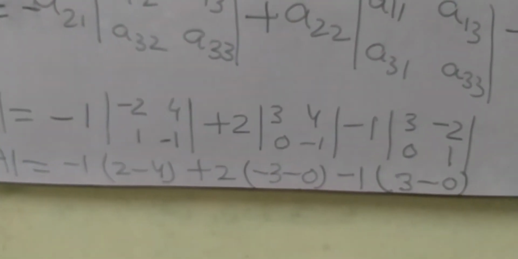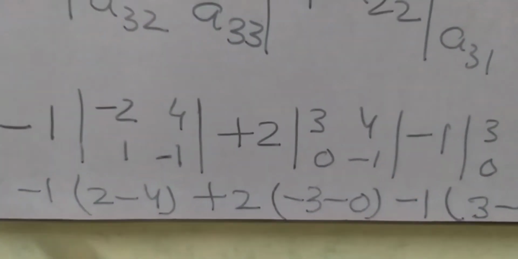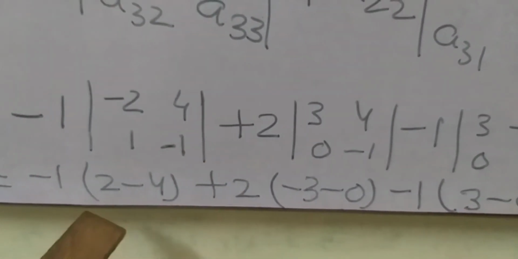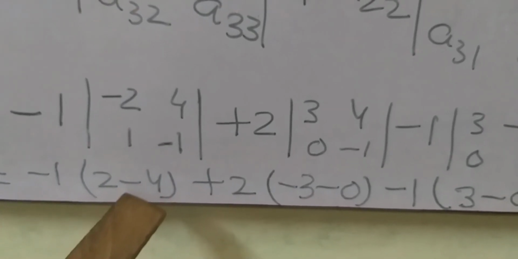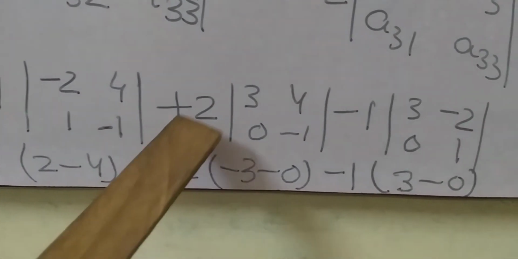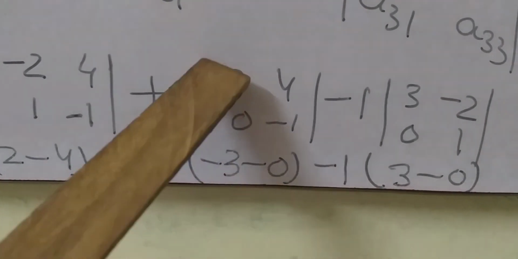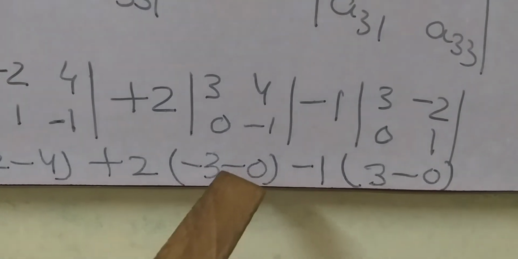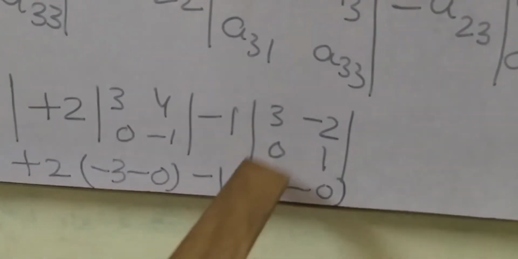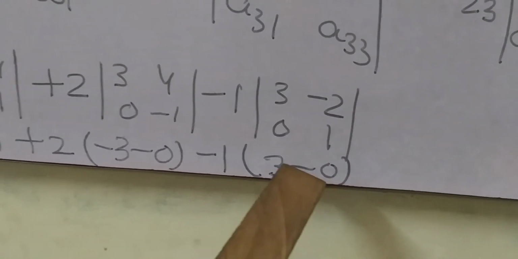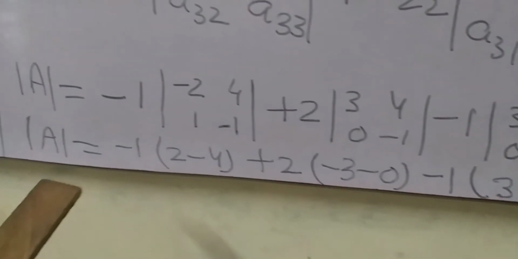And in the same way, let us do the calculation, student. Minus 1 as it is, minus 2 into minus 1, 2, minus, the formula, 1 into 4, 4, plus 2, 3 into minus 3, and 0 into 4, 0, minus, the formula, minus 1, 3, 1, 3, 0 into minus 2, 0. Okay students, let us do the calculation.